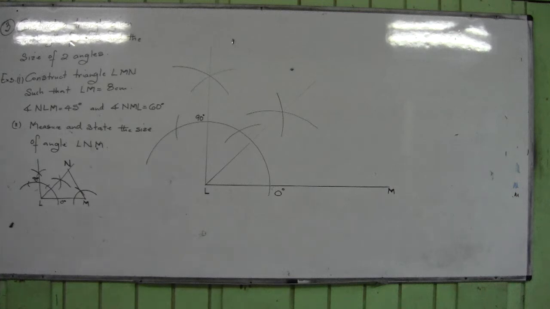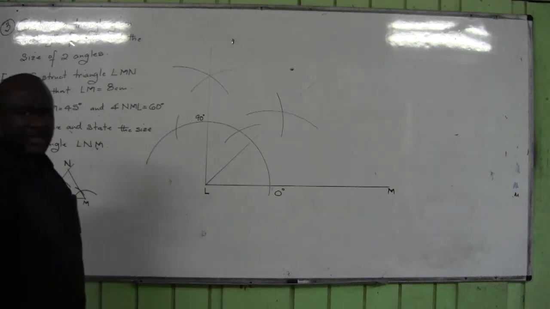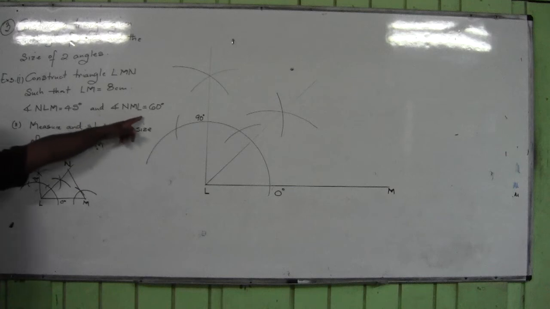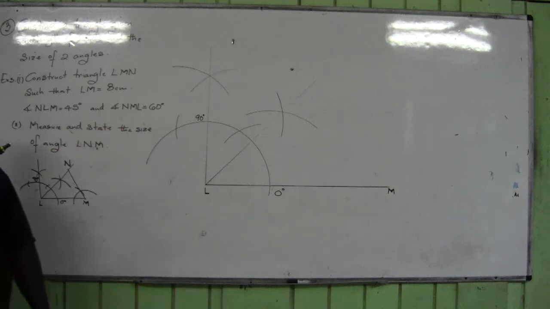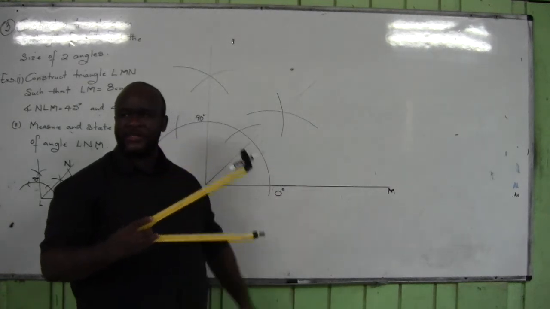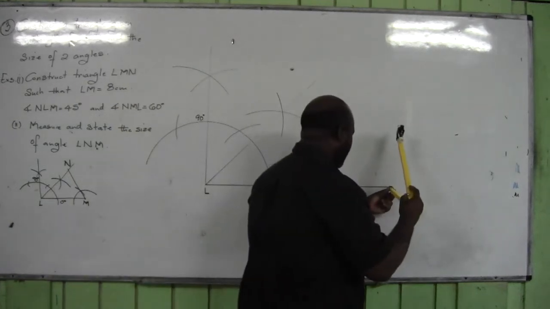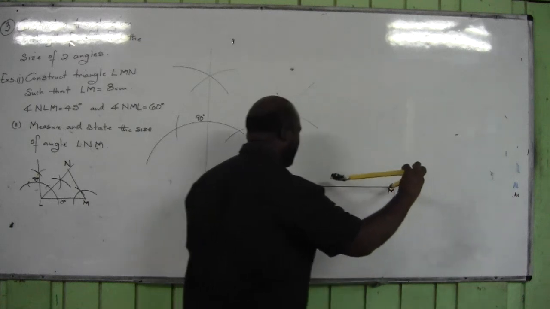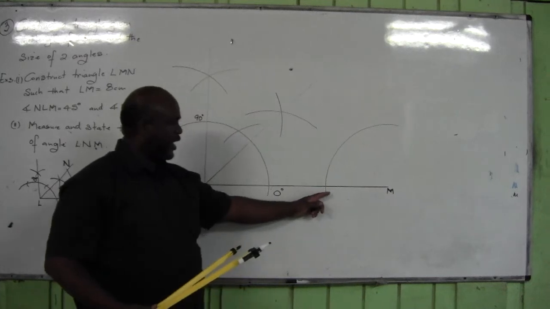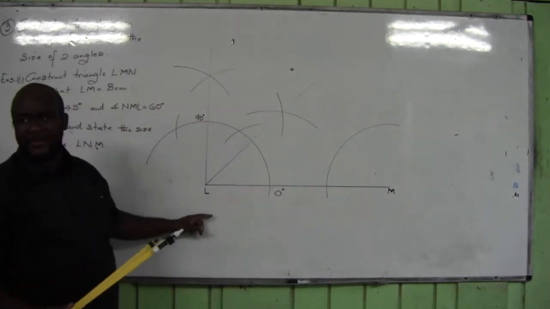Alright, let us find exactly where N is. What is the angle at M? It should be 60 degrees. Everybody observe again. Open my compass to a suitable radius. I'm going to put the metal tip at M because at M I want a 60-degree angle. I'm going to scribe an arc. I must ensure that the arc comes around and cuts the line LM.